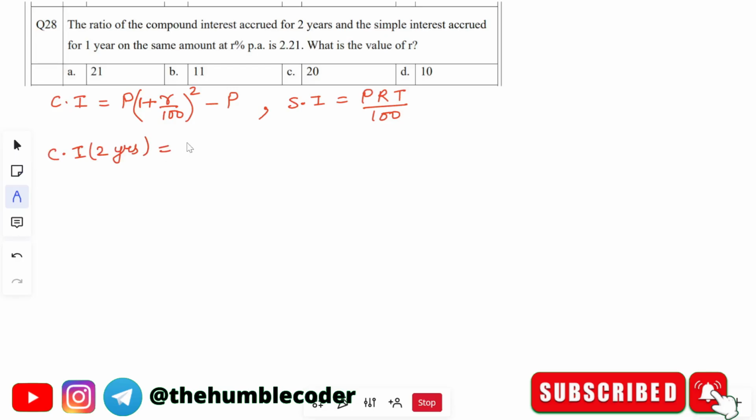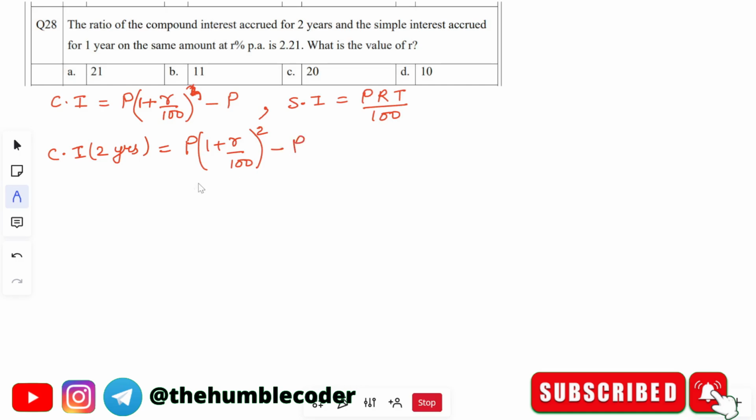So compound interest for 2 years will be how much? Here it is not actually square, it is n. After substituting it will be square. So P into (1 + r/100), and then I will substitute the time n value, that is 2 years here. So it will be square minus P. This is the first thing that we have.